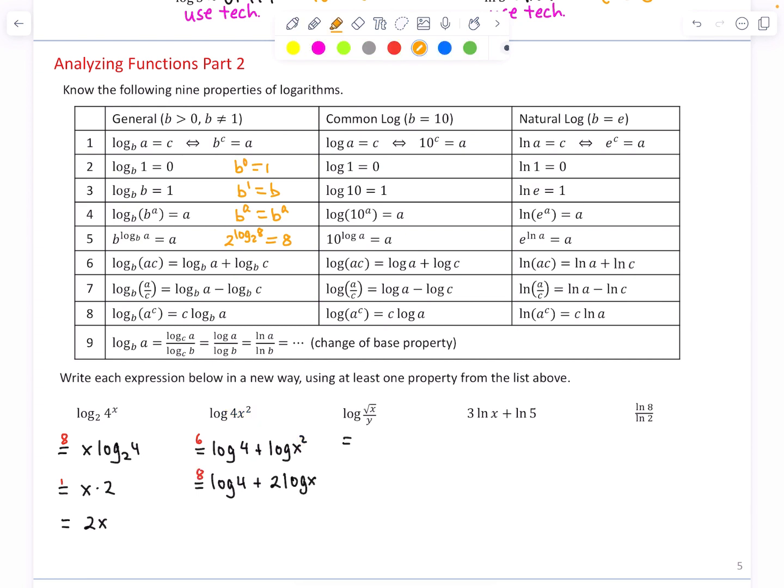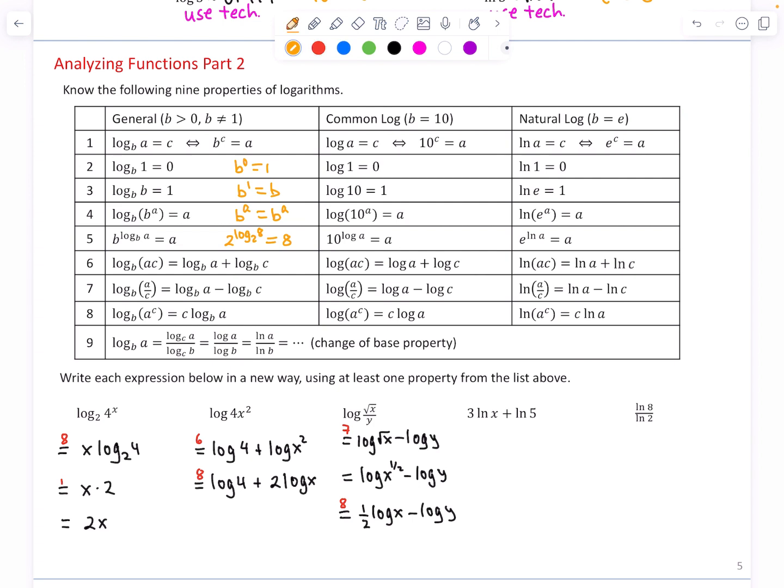Now in this next one, we have log of a fraction. So this is a clear case of doing property 7. So I will write this as log of the numerator minus log of the denominator. Now I could take this a little bit further. A square root is the same thing as a 1/2 power on that x. And now I can use property 8 and bring that power down in front of that logarithm. And we'll call this one done.